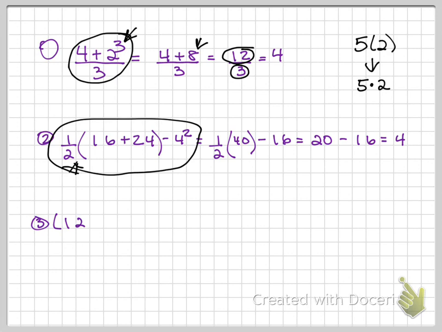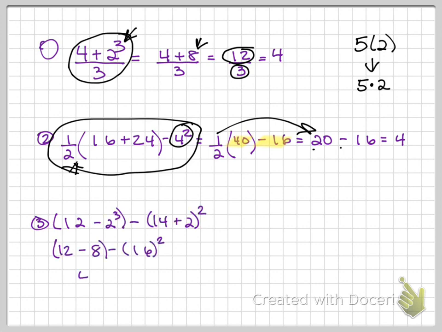So you would follow order of operations by adding 16 plus 24, which is 40. And then you would do the exponent part, which would be 4 squared, which is 16, as you can see here. Then continuing to follow order of operations, 1/2 times 40 becomes 20, and then 20 minus 16 equals 4. Now let's look at the last question here.